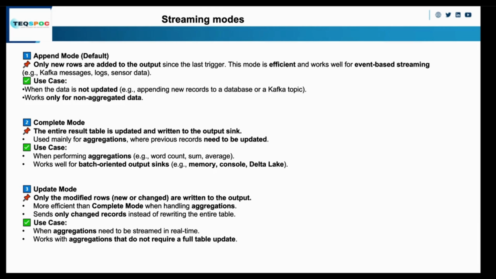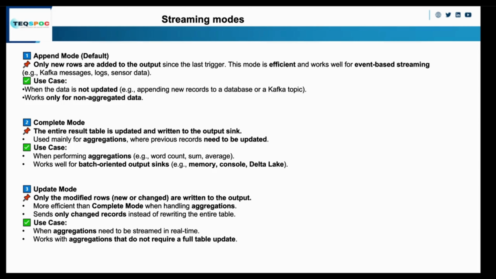with 10,000, what will happen? The summation should be 40,000. So it needs to be updated and also overwritten. I don't need the 30,000 anymore, because now it is 40,000. That's a simple calculation, right? So in these cases, complete mode can help us.